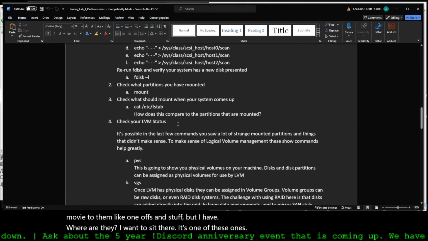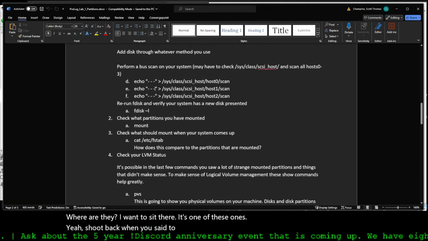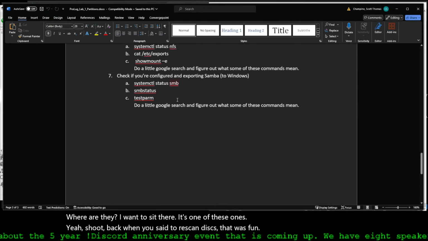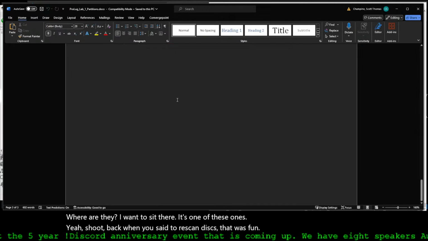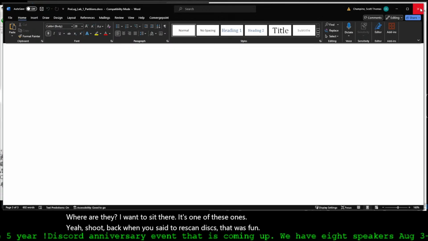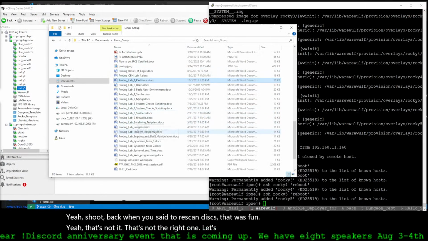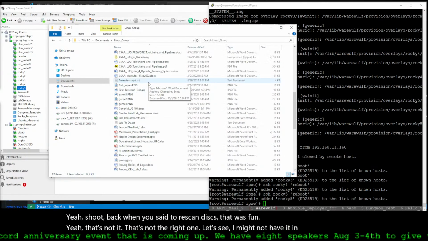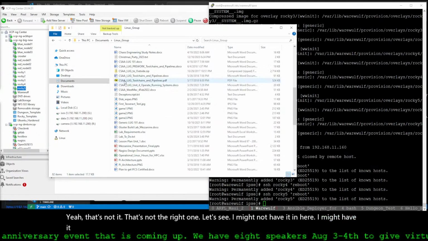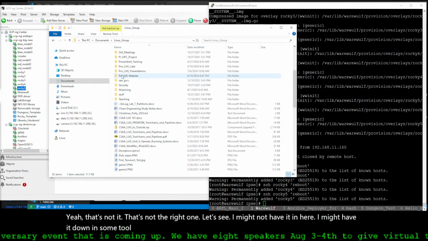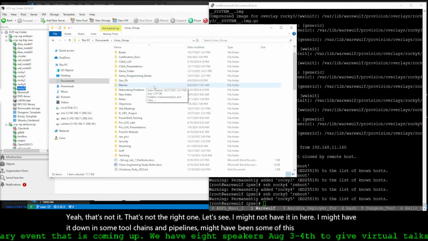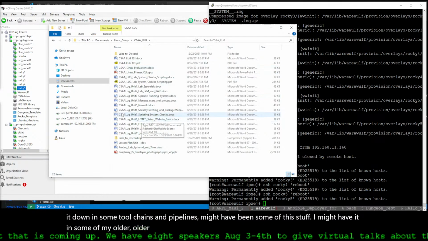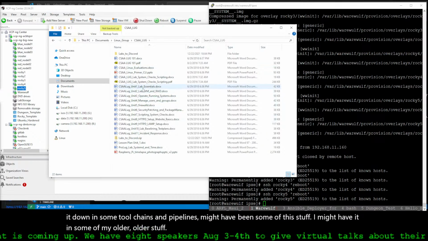Oh yeah, shoot, back when you used to have to rescan discs. That was fun. That's not it. That's not the right one. Let's see. I might not have it in here. I might have it down in some tool chains and pipelines. Might have been some of this stuff. I might have it in some of my older stuff. Discs. Yeah, LVM and RAID.